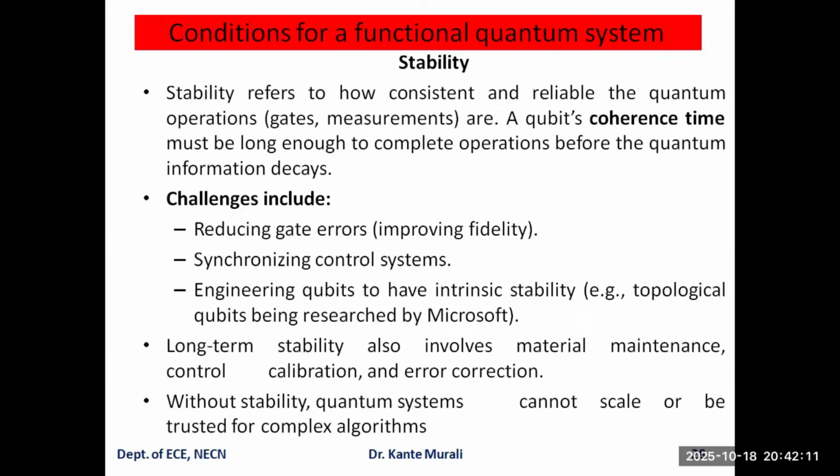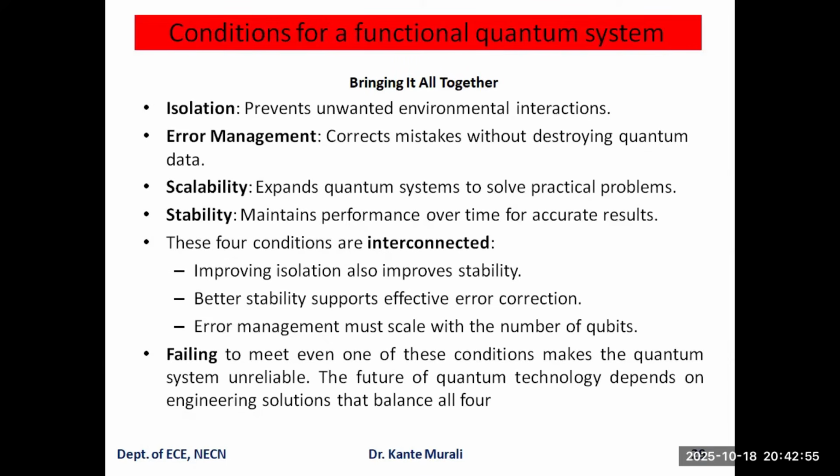For example, the topological qubits which are being researched by Microsoft are designed to be inherently stable. Without stability, the quantum system cannot scale or run complex algorithms. It's like trying to build a supercomputer without the necessary requirements. If you combine all together, the isolation prevents the decoherence, error management corrects the mistakes, scalability expands the system capacity, and stability ensures the consistent performance. These four are deeply connected.